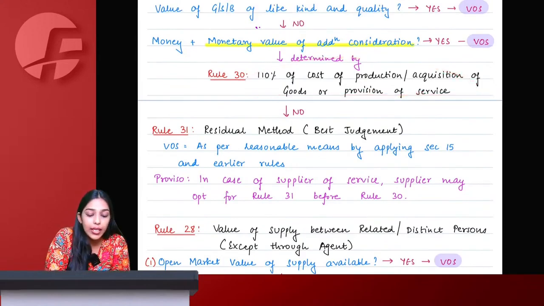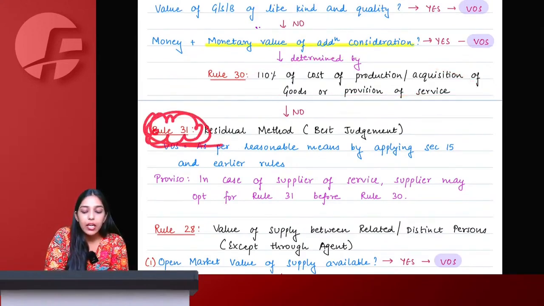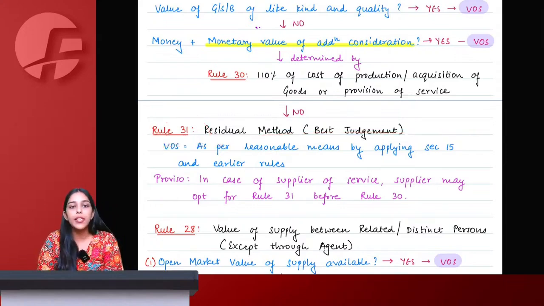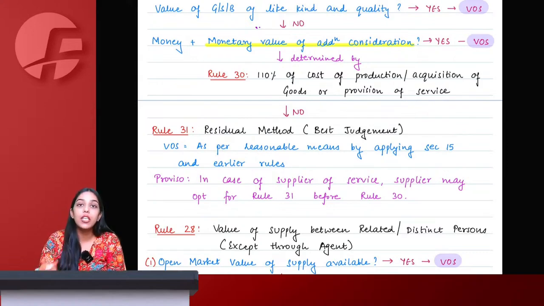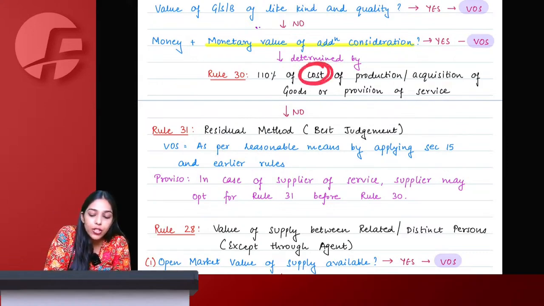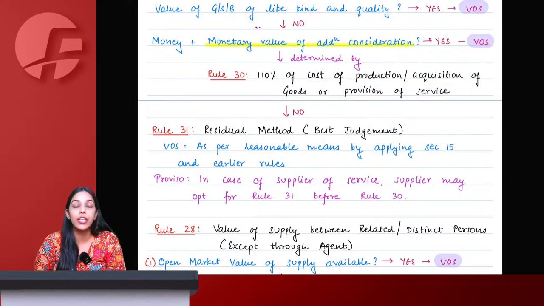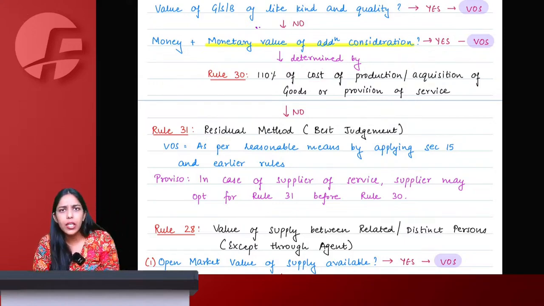I cannot ascertain the value of supply, then the last option is to go to rule 31, which says the residuary method. Now according to your best judgment, what is the value, keeping all the other provisions in mind, that only becomes my value of supply. So I will always follow the chronology except for one exception, and that one exception simply says that if I am supplying services, then determining the cost of services is a little difficult. Let's say there's a doctor doing consultation and a person giving something in return.